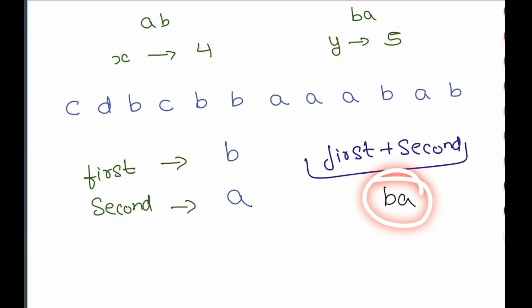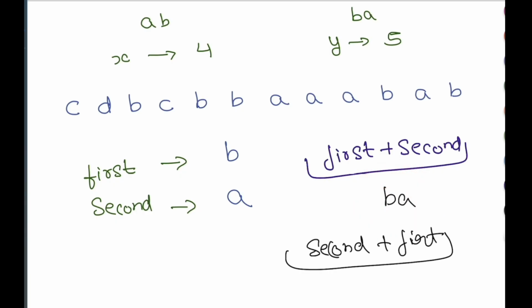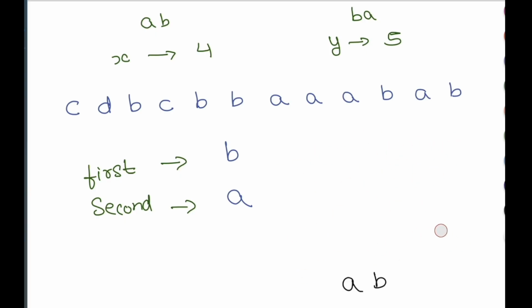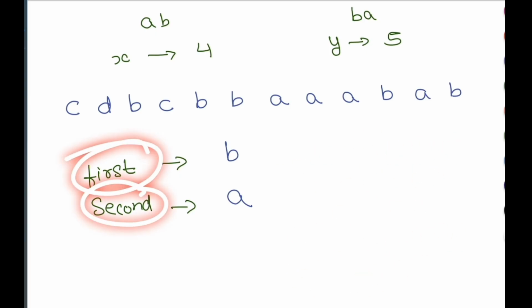Once I have removed all the BAs and I have gained some points, I will then remove second plus first, right? Now second is A, first is B. So now I will remove all the ABs, right? This is the logic we can apply to solve the problem, right? So we will first remove first plus second and then we will remove second plus first substring, right?